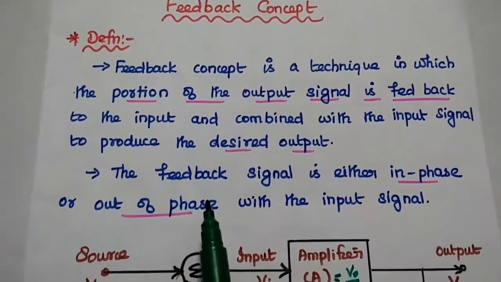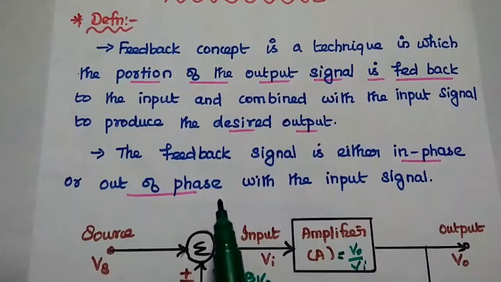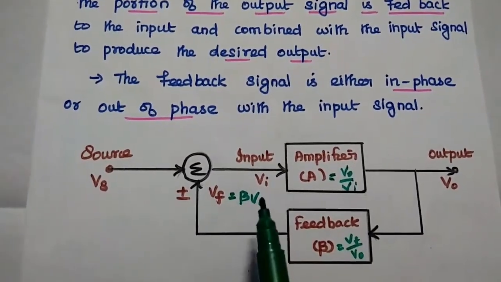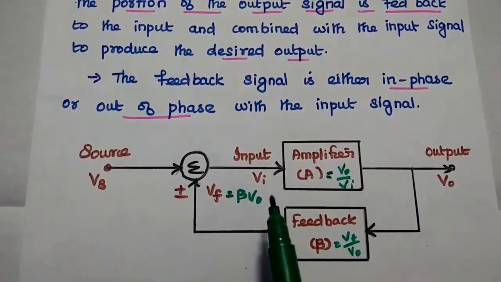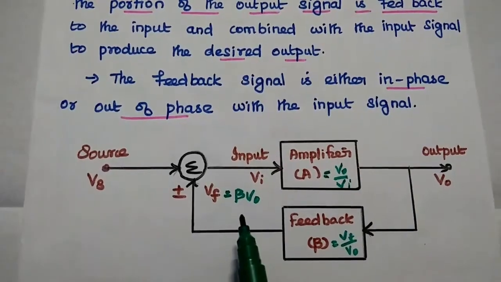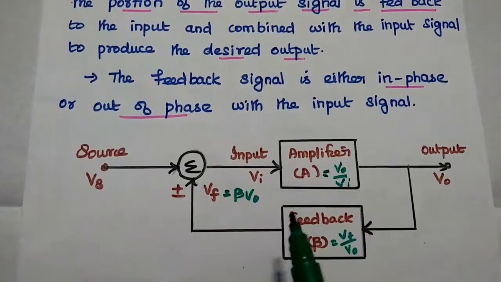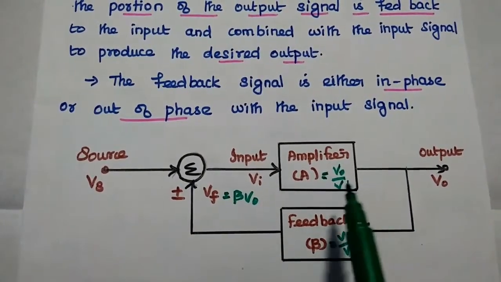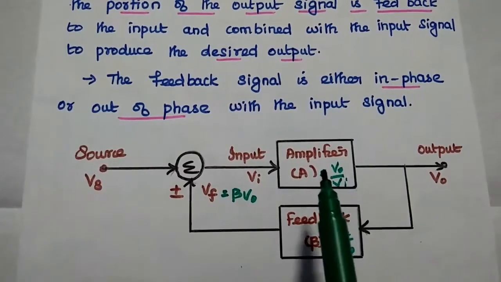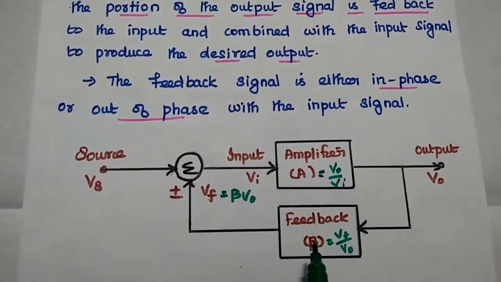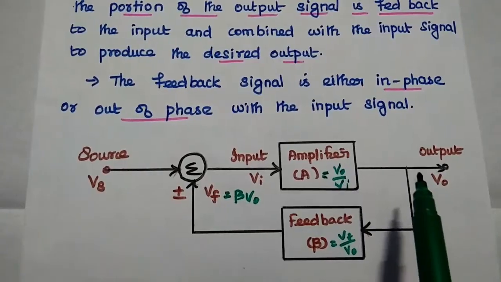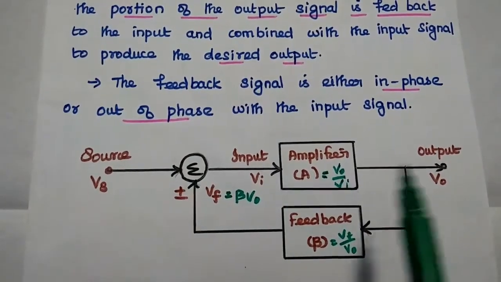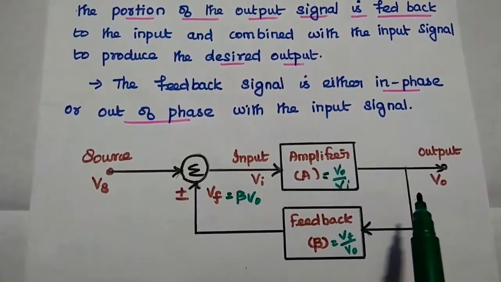The feedback signal is either in phase or out of phase with the input signal. Based on that, we can classify the feedback system into two types, positive feedback and negative feedback. This is the basic structure of a feedback system. It has two important circuits, the amplifier circuit and the feedback circuit. A portion of the output signal is fed back to the input side to get the desired output.